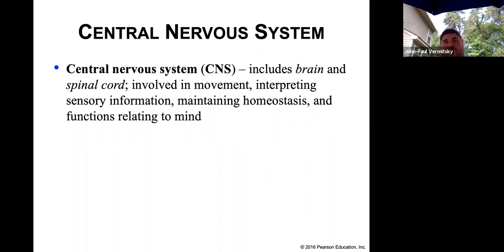The central nervous system includes your brain and spinal cord, and this is the primary processing center of the nervous system. It is involved in interpreting sensory information, maintaining homeostasis, especially maintaining a lot of things subconsciously, such as blood calcium levels, and responding to those, as well as functions relating to the mind, consciousness, and cognition.